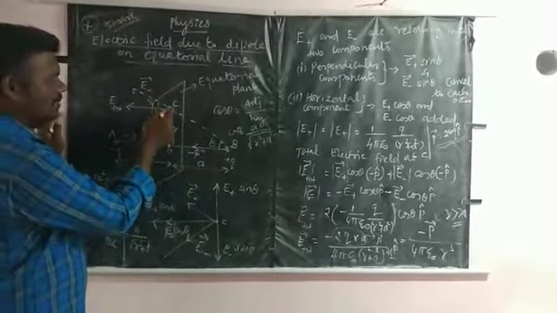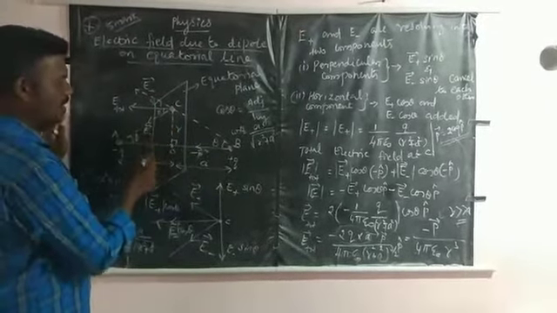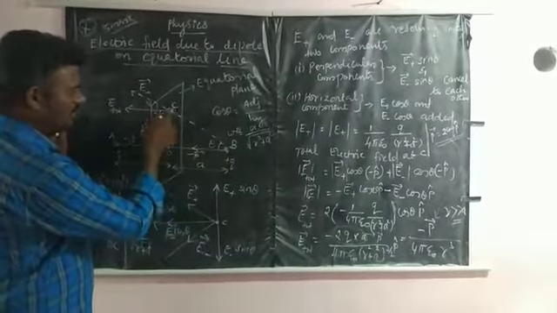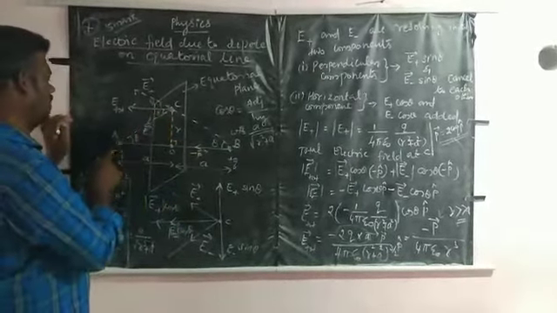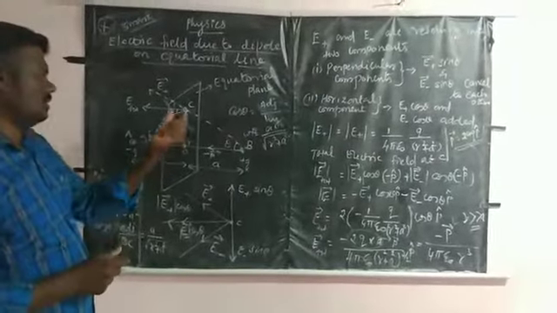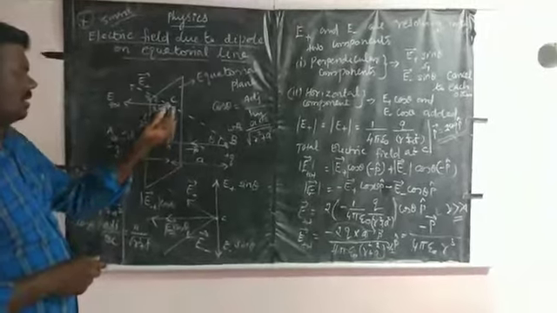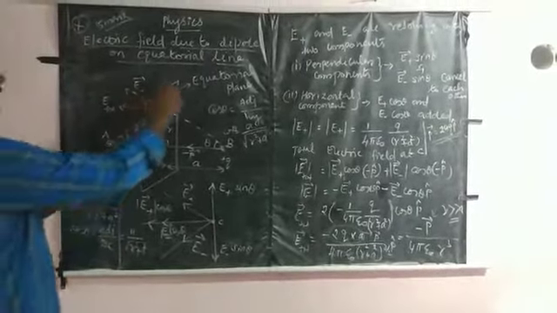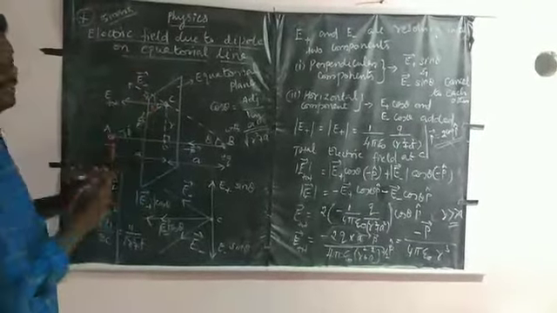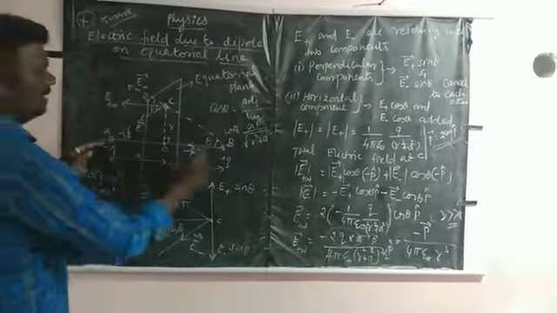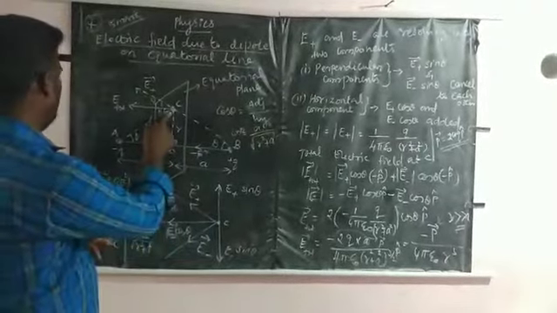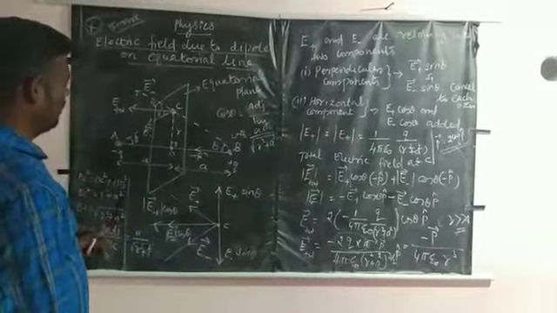So let us consider a point C at a distance r from the center of the dipole. The electric field due to the positive charge at the point C and the electric field due to the minus q charge at the point C are equal in magnitude. So to find the electric field due to the dipole on its equatorial plane, this is the equatorial plane, we find the total electric field at the point C. Before this, we measured the electric field on the axial line in the last class. Now in this class, the total electric field at the point C on the equatorial line can be found.